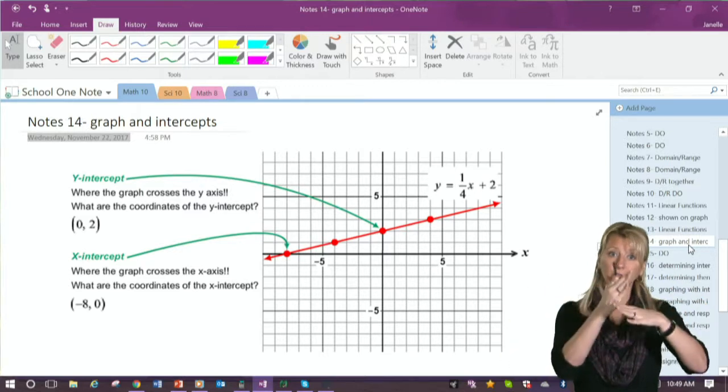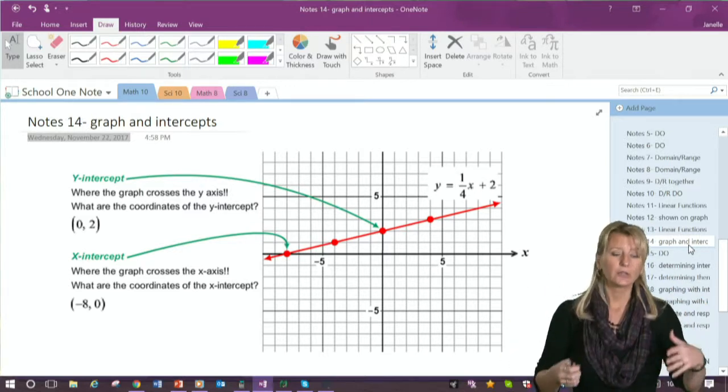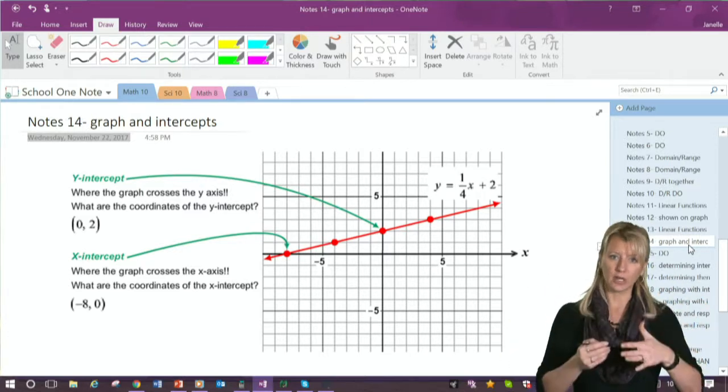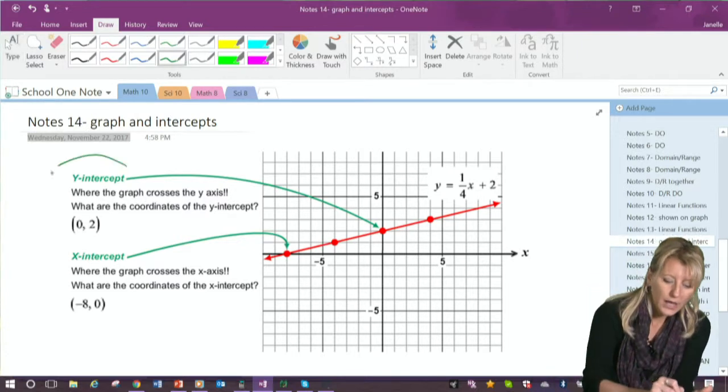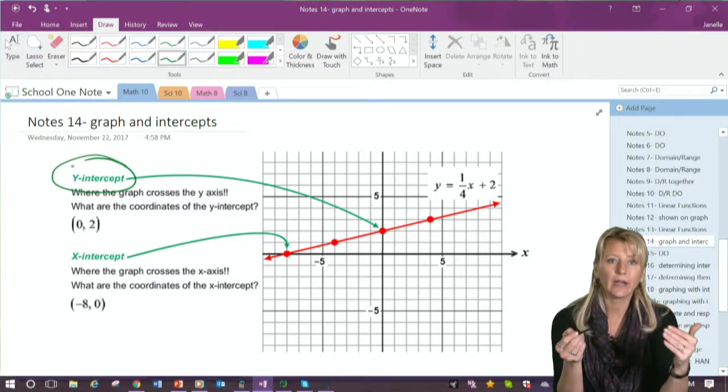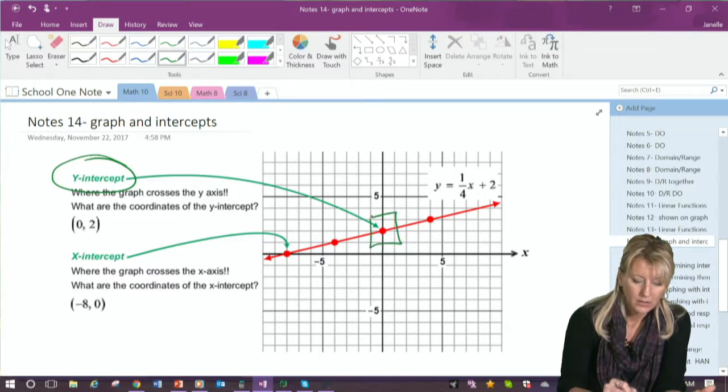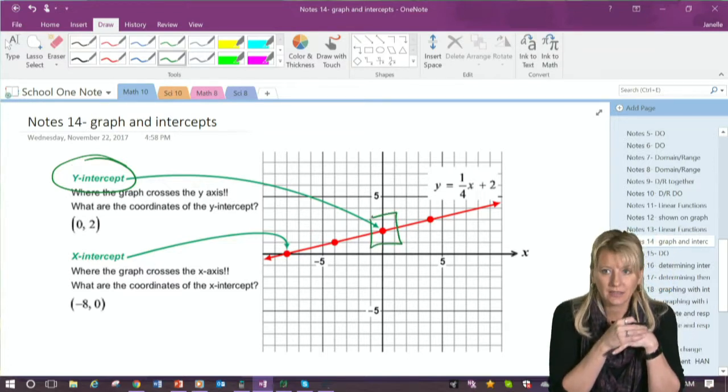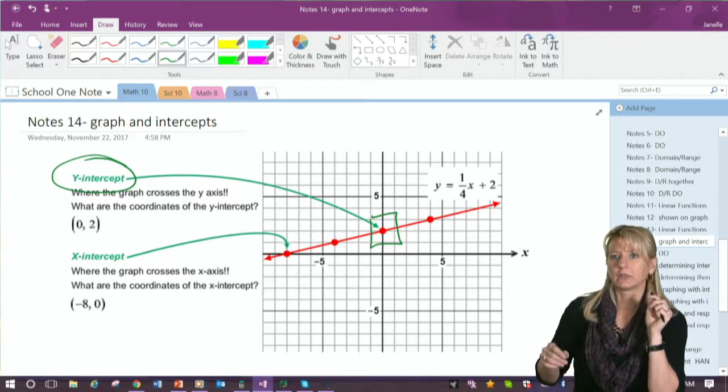Intersection is kind of where vehicles cross on a road. So an intercept is where it crosses. And when we say y-intercept, that means where it crosses the y-axis. Okay? Why does 1 minus 4, there is no 1 minus 4.